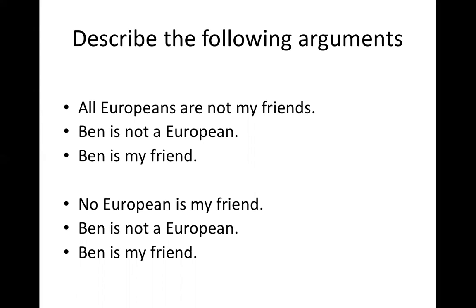So if you do that, then you are falling into a trap. Now look at them again. No European is my friend is negative. You have no European. The second one, Ben is not a European. So you have no European, you have not a European. So you cancel the two negatives. If you remove the negative from premise 2, it means premise 2 is a positive. So without the negative, premise 2 becomes an affirmation. An affirmation of what? An affirmation of the antecedent.